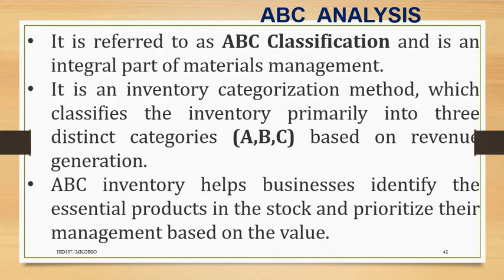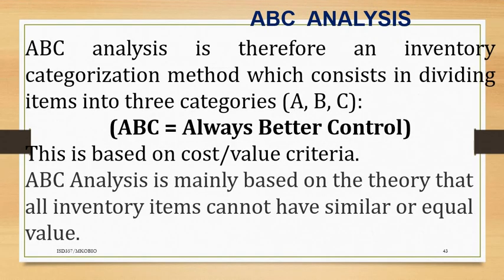So the ABC inventory helps businesses identify the essential products in stock and prioritize their management based on value. In case you have a whole lot of stocks as an organization, we want to categorize them in terms of the revenue they are going to generate. That's when we form them into ABC. So ABC is an inventory categorization method which consists in dividing items into three categories, that is Always, Better, Control, based on cost or value criteria.